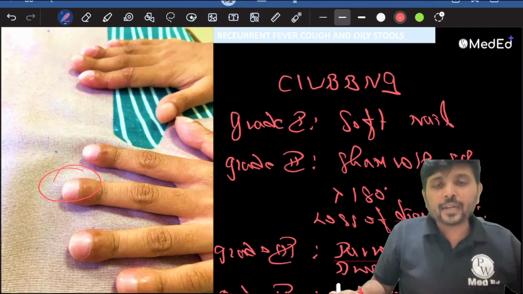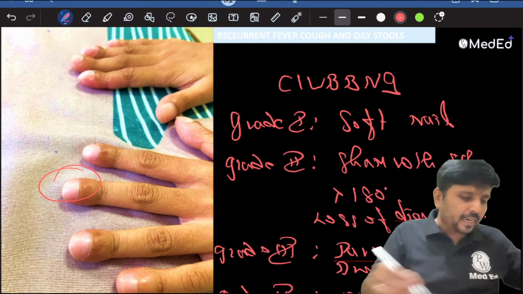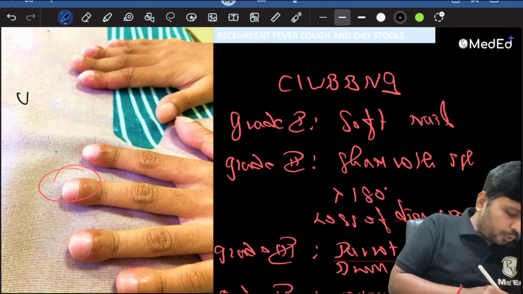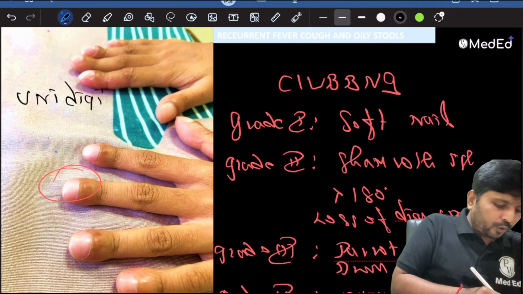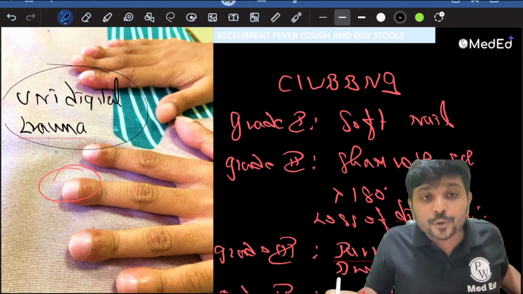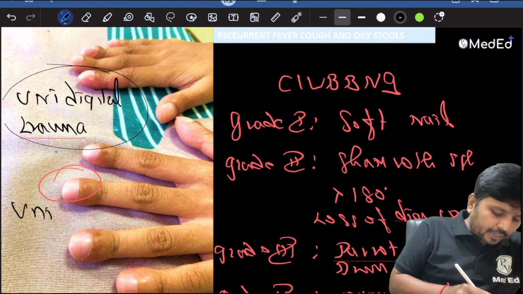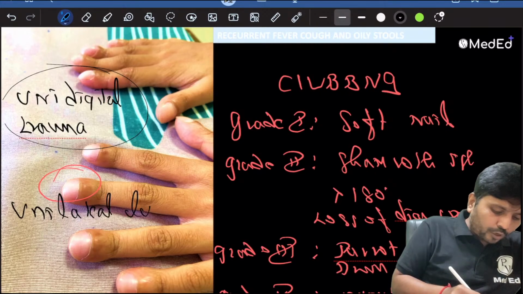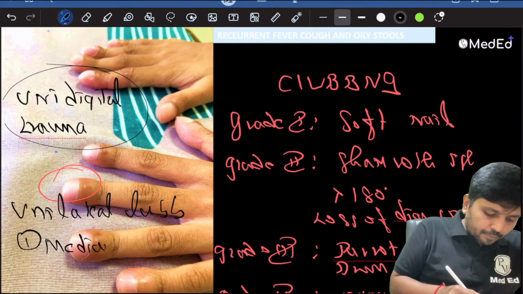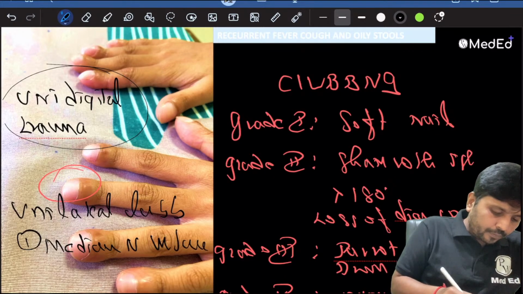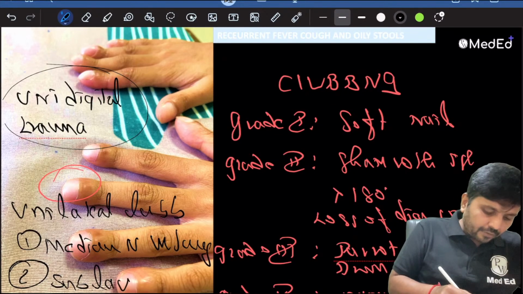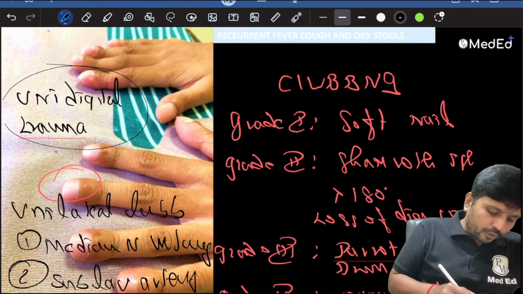Right, remember, can anyone tell me what is the cause for unidigital clubbing? Unidigital clubbing means trauma. What is the cause for unilateral clubbing? Only one hand is involved. Unilateral clubbing, two causes. One is median nerve injury. Another one is subclavian artery aneurysm.